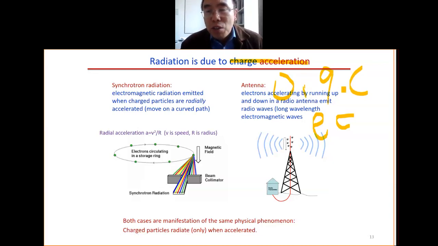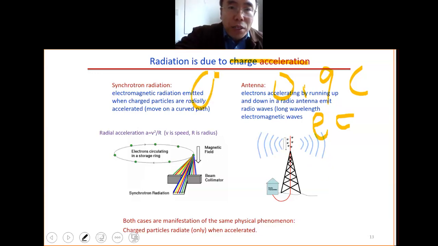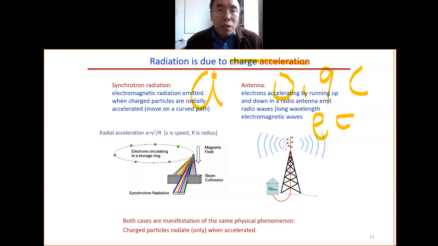But actually, even if you have 0.9 of the speed of light, there will be no emission, because the speed is relative. The speed here is 0.9 c, but if the observer moves at 0.9 c, then he will see the electron as static, with no movement. Then there will be no emission. So speed is relative, and what is absolute is the acceleration. So when there is acceleration, there will be radiation. When there is very high speed, there may not be radiation.